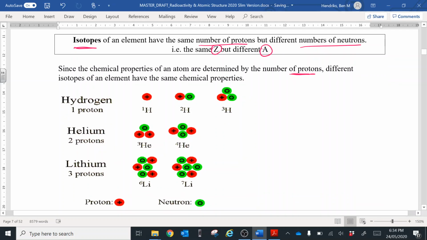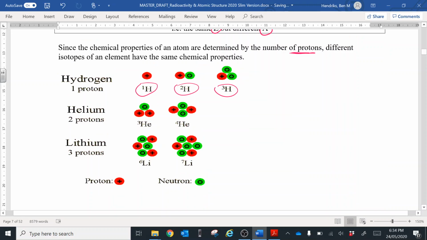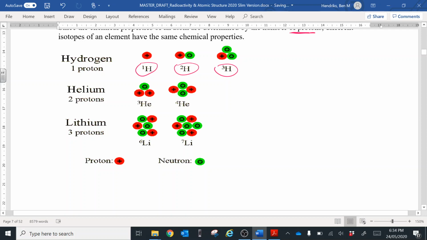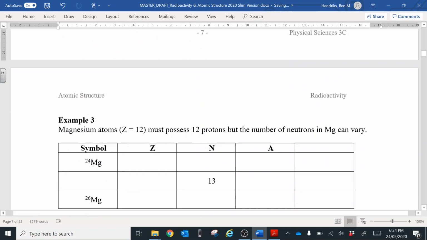So we have this different number of neutrons, and just see here how this has a mass number of 1 here, 2, and 3 here. So we've just added up the protons and neutrons. Helium, same deal. We've got helium 3 and helium 4 here, and here we have lithium 6 and lithium 7. So we just added different numbers of neutrons to the nucleus to create that different isotope.